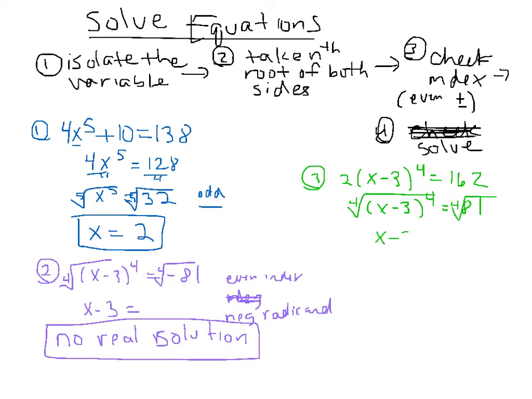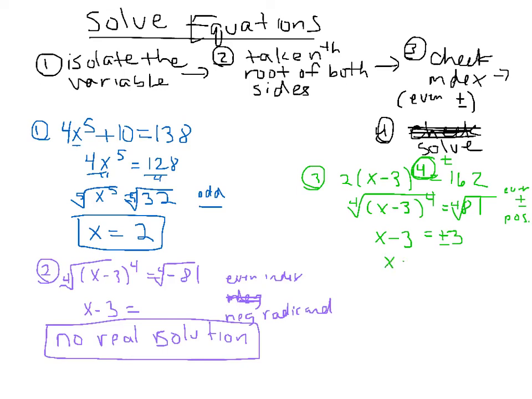So it leaves me with x minus 3 equals, we have an even, so we're going to need a plus or minus. My inside is positive, so we're okay to take my 4th root. So 3 to the 4th power is 81, so the 4th root of 81 would be 3, but we cannot forget to put that plus or minus. Because we see this power is even, as soon as you see that even power, I'd put a plus or minus out there so you know you're going to have a plus or minus.